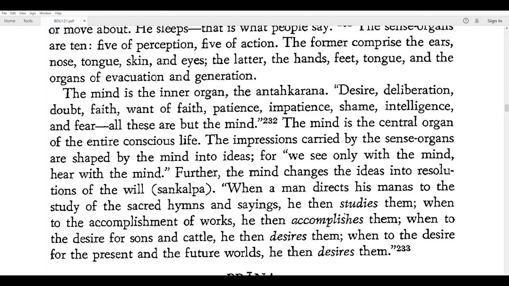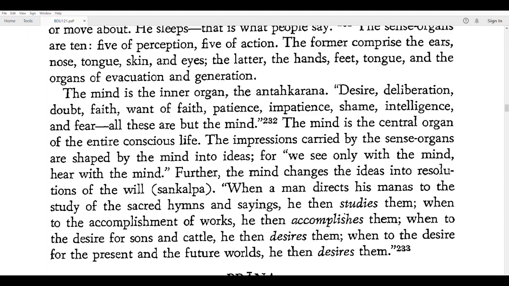The mind is the inner organ, the antahkarana: desire, deliberation, doubt, faith, want of faith, patience, impatience, shame, intelligence, and fear. All these are but the mind. The mind is the central organ of the entire conscious life. The impressions carried by the sense organs are shaped by the mind into ideas, for we see only with the mind, hear with the mind. Further, the mind changes the idea into resolutions of the will, sankalpa.